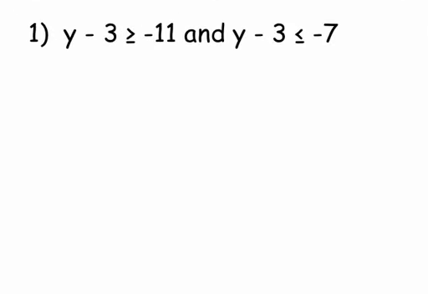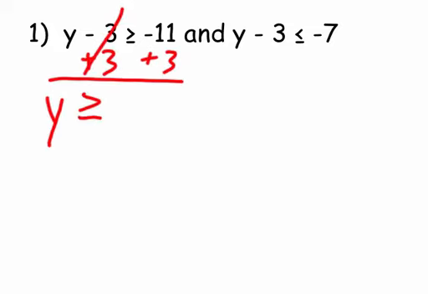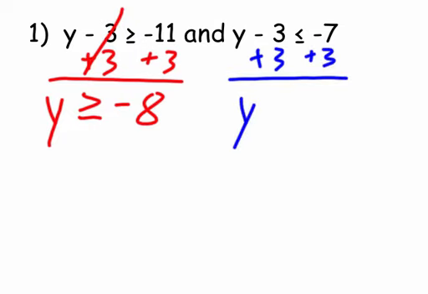So looking at number 1, they might write it with the actual "and" sign. And if that's the case, just solve each individually. So I'm looking at this left one. I can add 3 to both sides, and I'm left with y is greater than or equal to negative 8. Then I go do the right one. Add 3 to both sides, and I have y is less than or equal to negative 4.